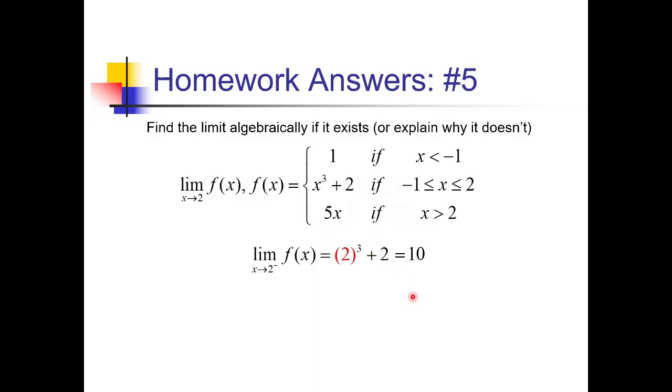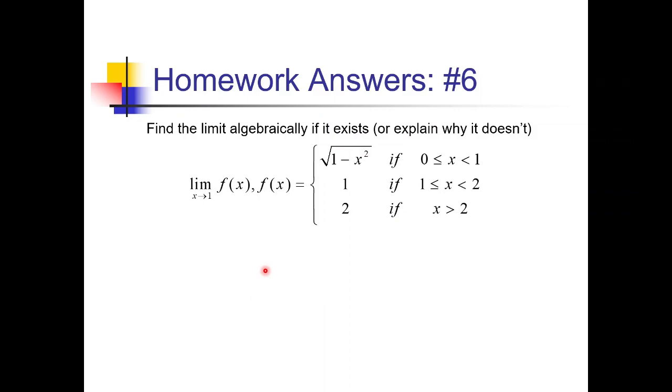Next, I'll find the right side limit by plugging 2 into this 5x rule. So we've got 5 times 2, which is also going to be 10. Since we get the same thing for the left and the right side, that means the two-sided limit at 2 is going to be defined. It's going to be whatever our left and right limit was, which is 10.